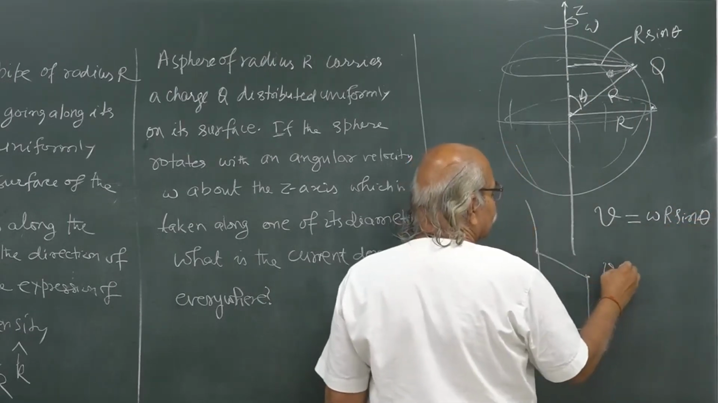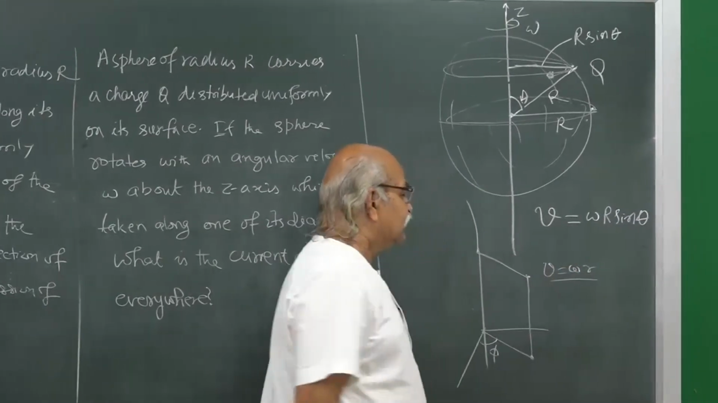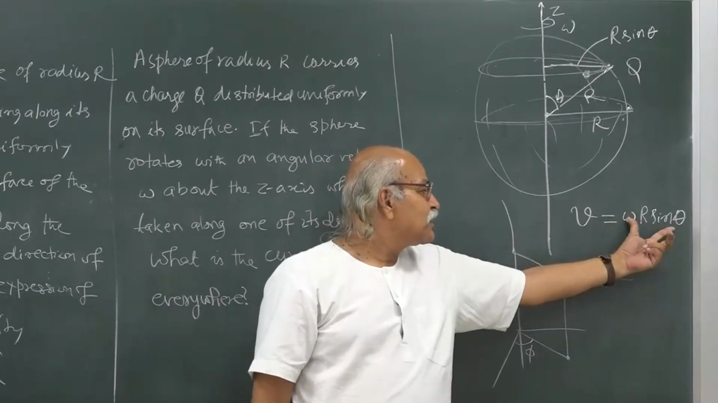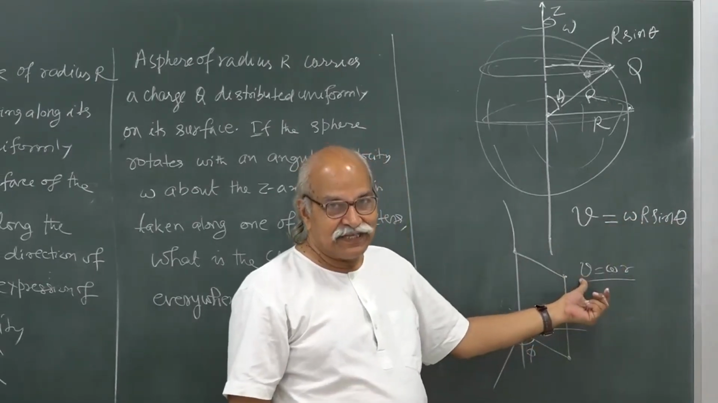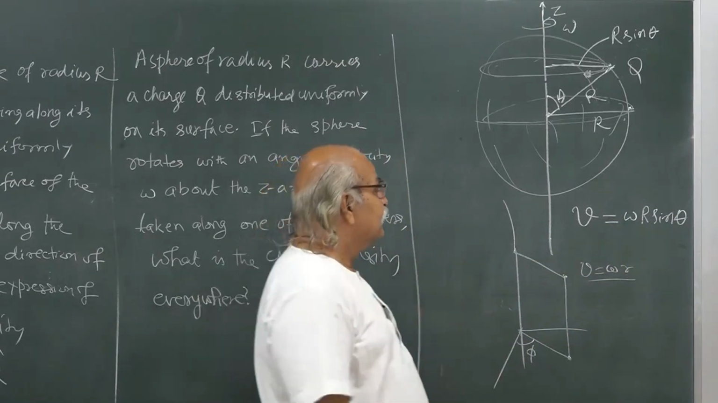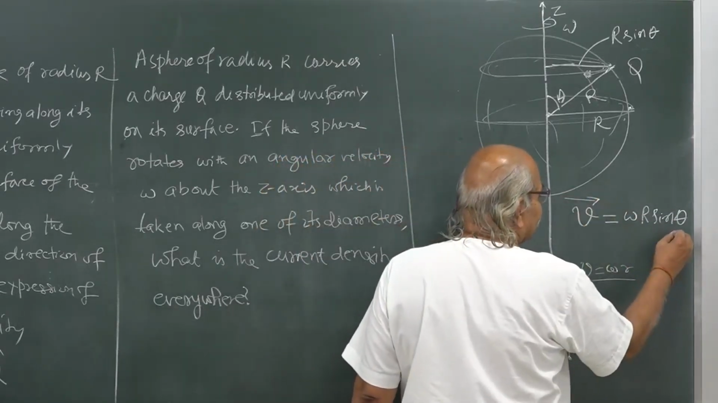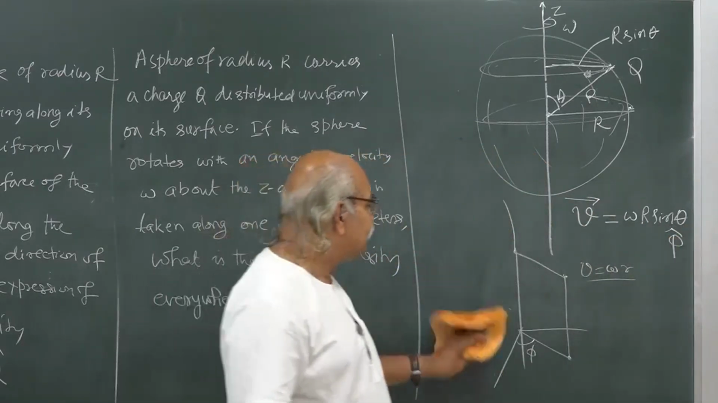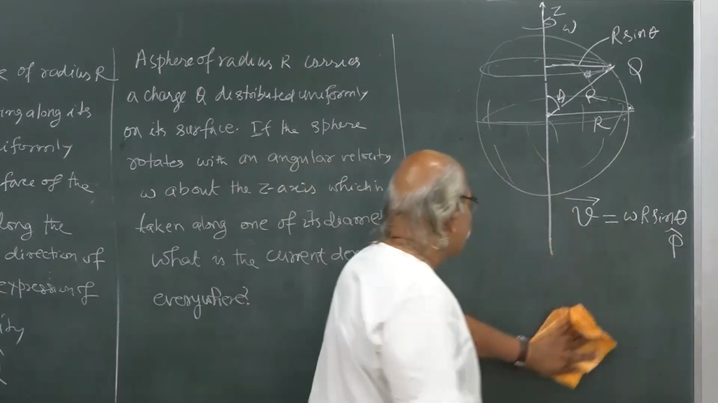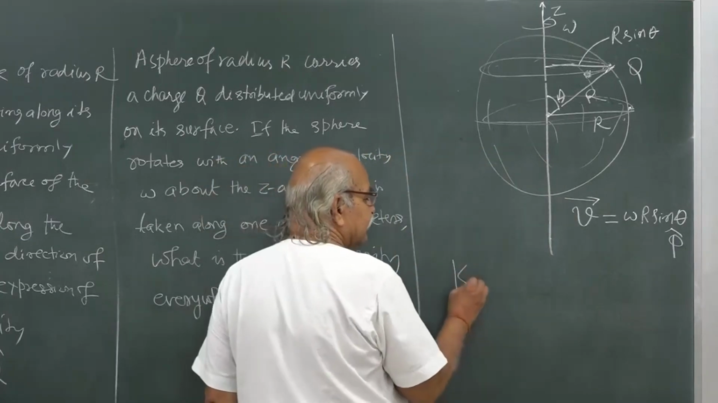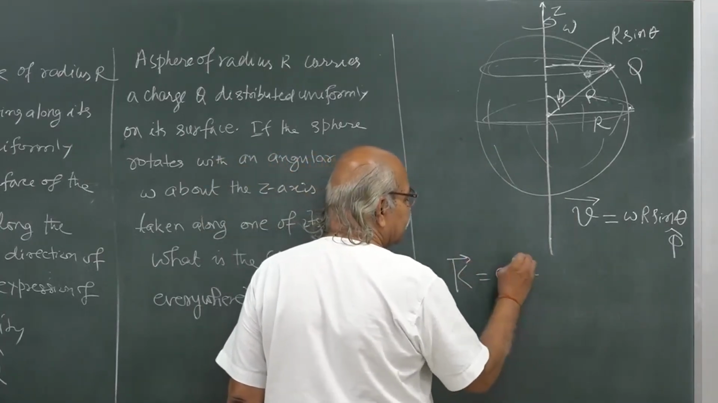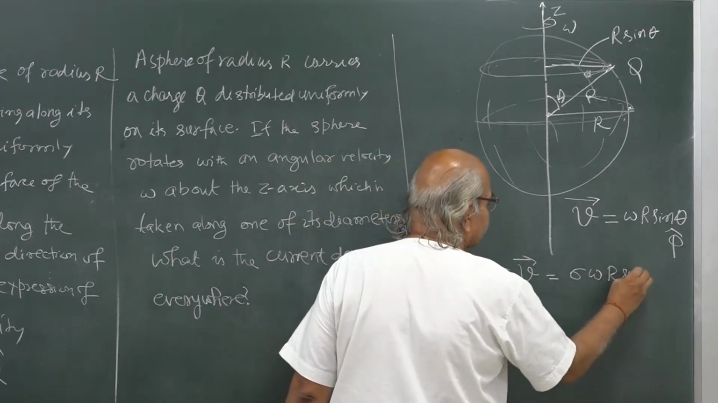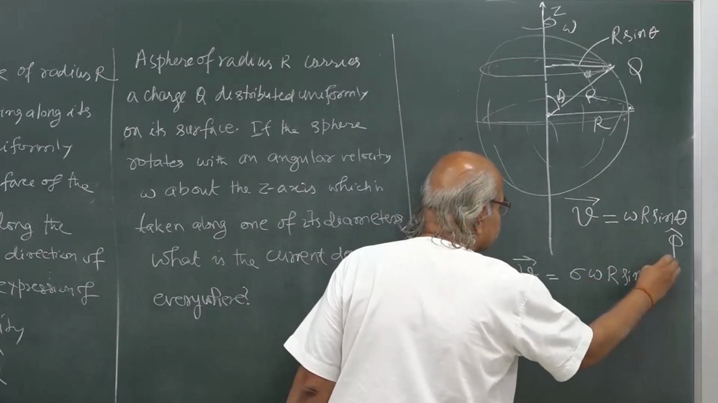right, v equal to omega r. Your formula is v equal to omega r. This is the radius of the circle, and angular velocity, multiply, you get the linear velocity v, and in phi cap direction. So, what is the surface current density? The surface current density is sigma V, and therefore it is sigma omega r sin theta phi cap.